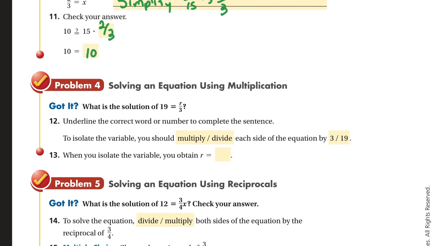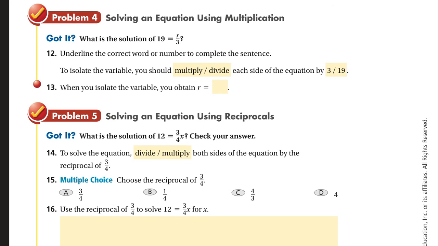In example 4, solving an equation using multiplication, it asks what is the solution of r, or 19 equals r divided by 3. We're going to underline the correct word or number to complete each of these sentences for number 12. So to isolate the variable, we should do the inverse of division. That means we multiply both sides of the equation by the same number. And we're going to multiply both sides by 3 because it is r divided by 3. To isolate r, we need to eliminate 3. To eliminate 3, we need to multiply both sides by 3.